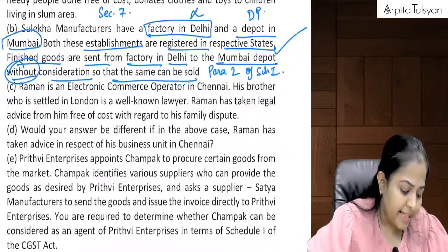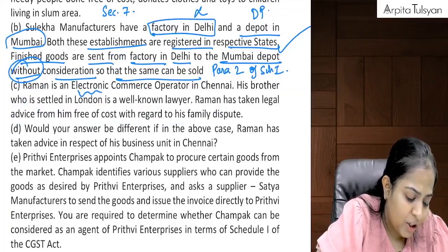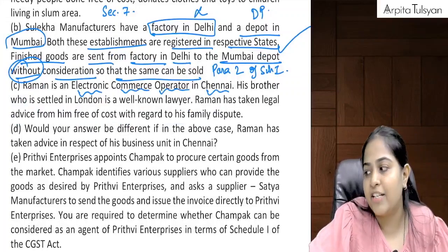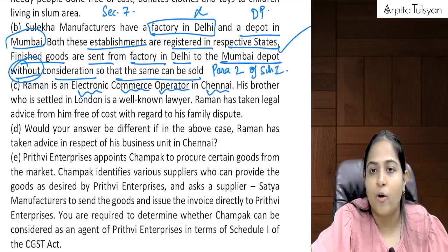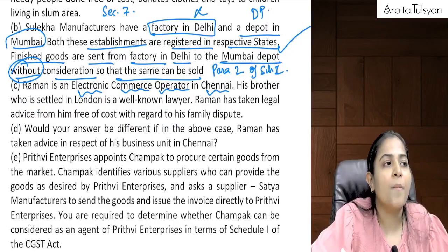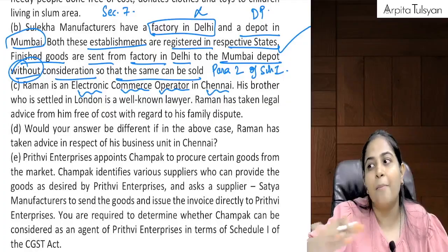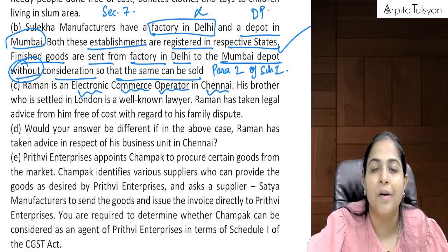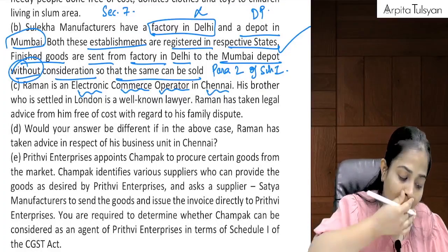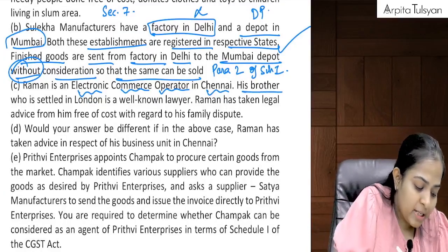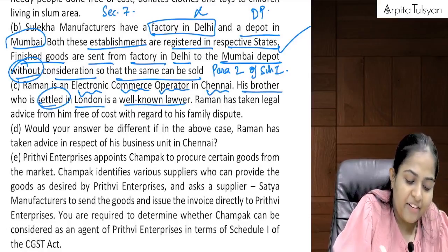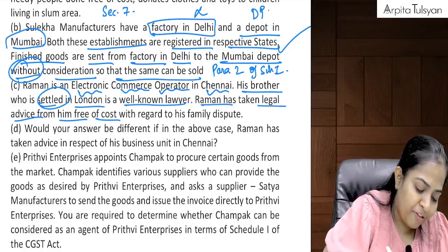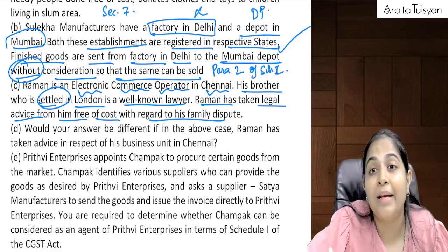Yes. Then the next one, Raman is an electronic commerce operator in Chennai. We will study later in the next chapter about electronic commerce operator. An electronic commerce operator is a person who is operating a digital platform like Amazon, Flipkart, Ola, Uber, Zomato, Swiggy, etc. His brother, who is settled in London, is a well-known lawyer.